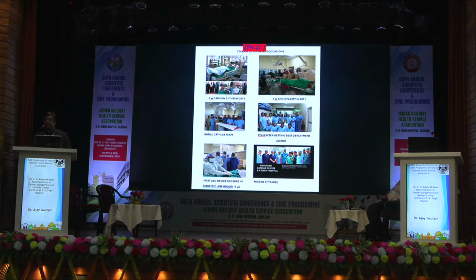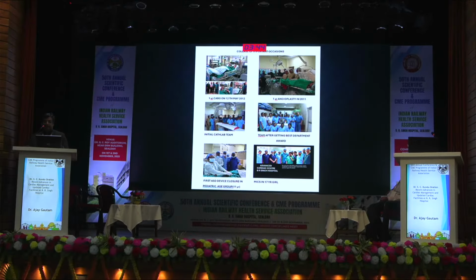So this is a collage of important occasions. The first angioplasty, which was done in 2011. First CABG on 12th May 2012. Initial cath lab team, the team after getting Best Department Award in 2017.